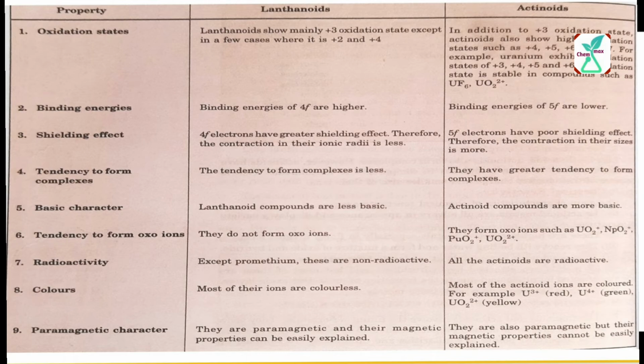Binding energies of 4f are higher whereas those of 5f are lower. And shielding effect: 4f electrons have a greater shielding effect, therefore the contraction in their ionic radii is less. 5f electrons have a poor shielding effect, therefore the contraction in their sizes is more.